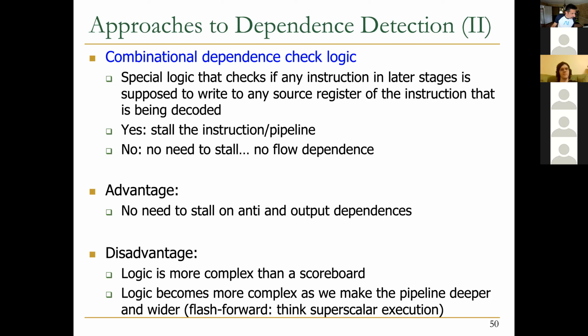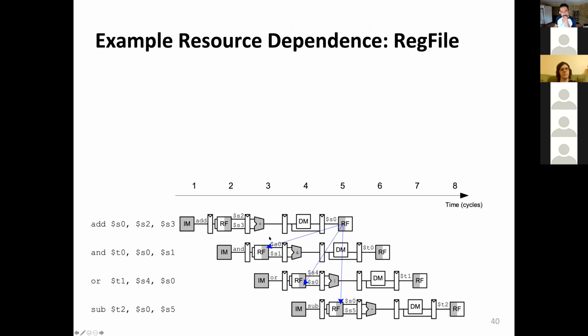In this case, let me see whether we have a slide for this. In this case, we need additional combinational logic in order to check that. In particular, maybe let me see whether I should use the iPad. Maybe I can explain it on the example itself.